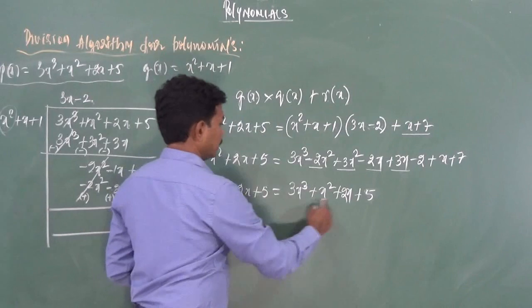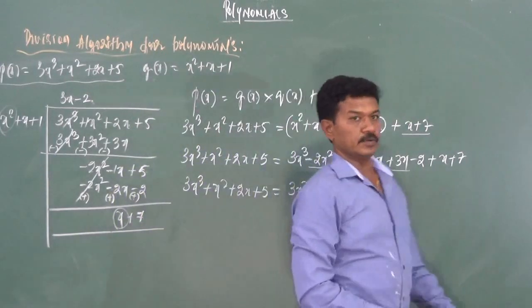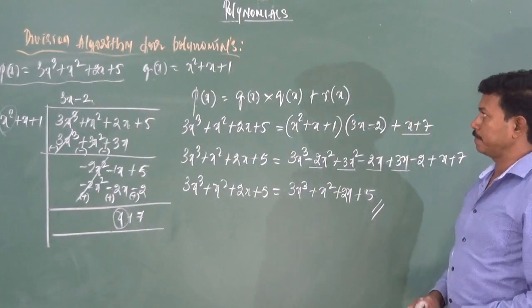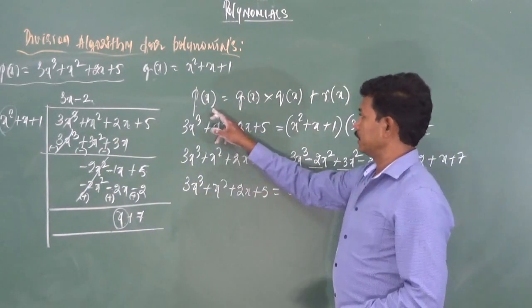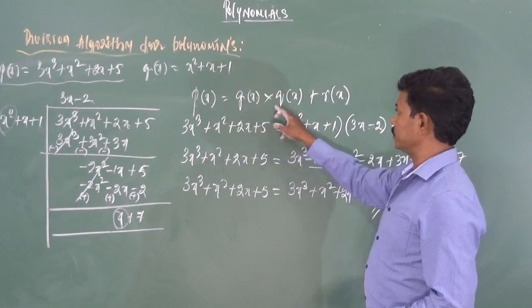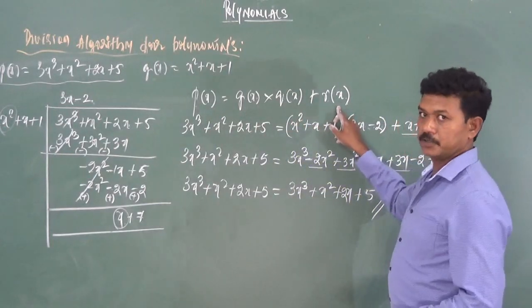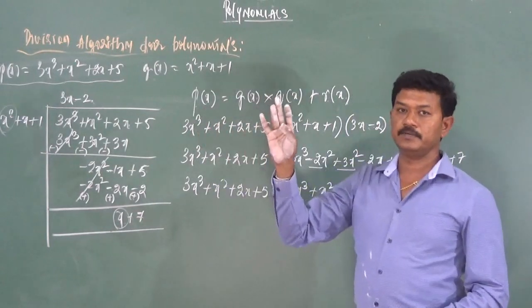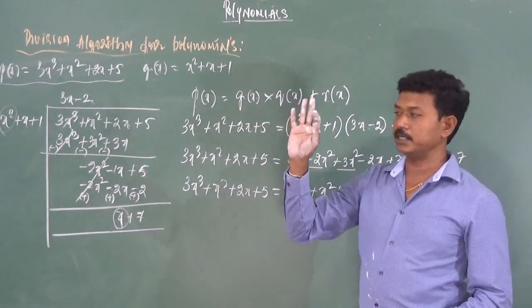So the same thing repeats here. So LHS is equal to RHS. So this is how we have verified the division algorithm for polynomials. So this is the relation. This P of x is equal to g of x into q of x plus r of x is called the relationship between the dividend, divisor, quotient and remainder.